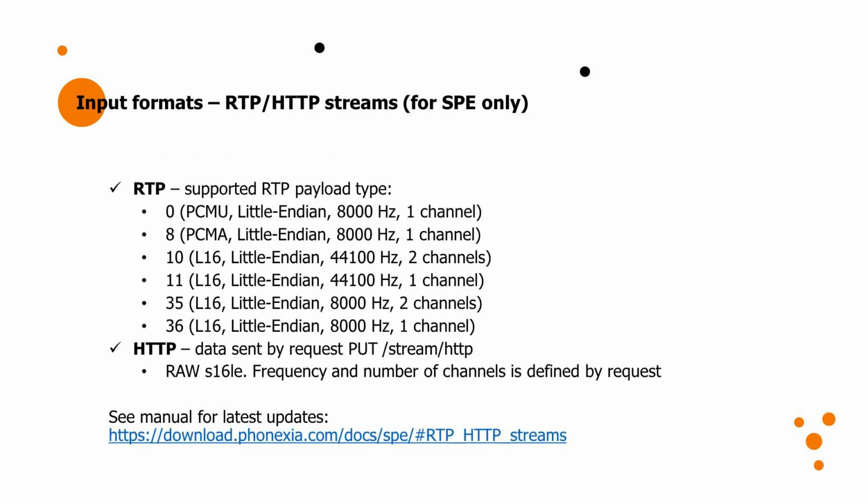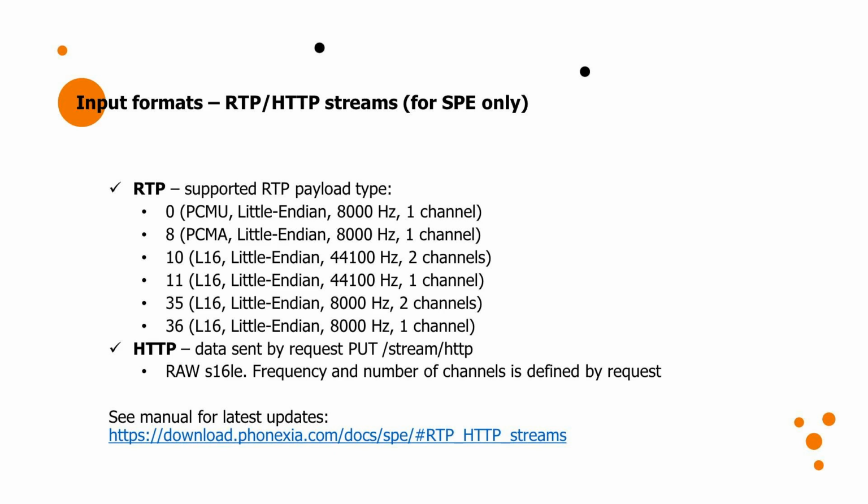Speech engine supports also real-time audio streams transferred over RTP or HTTP protocols. For RTP, the supported payload types are single channel 8 kHz ALAW or MULAW, single or dual channel 44 kHz 16-bit PCM, and single or dual channel 8 kHz 16-bit PCM. For HTTP, the supported format is raw signed 16-bit PCM audio.